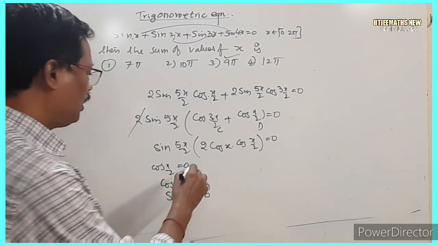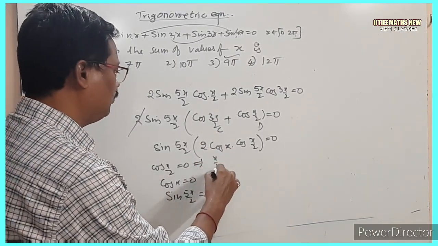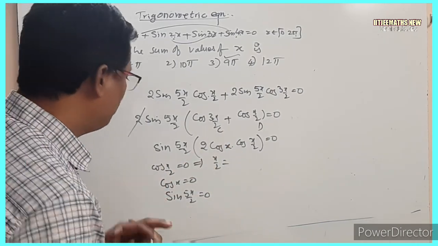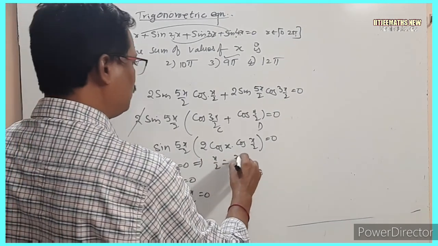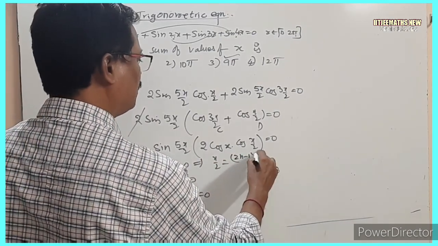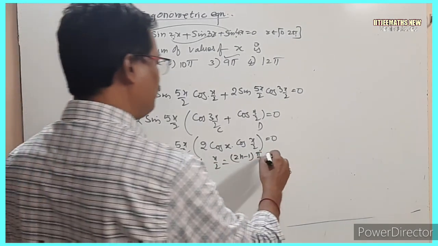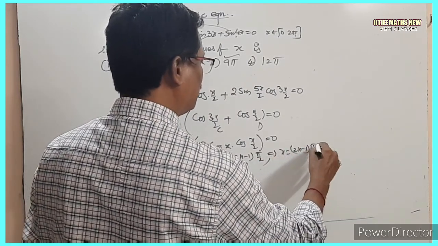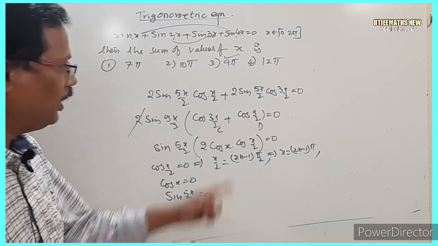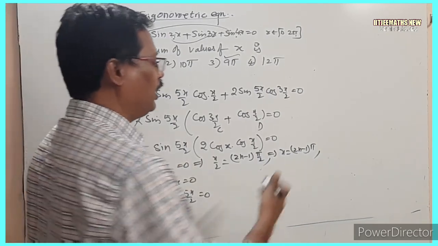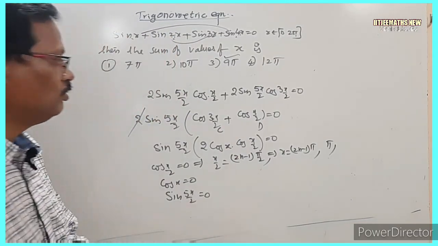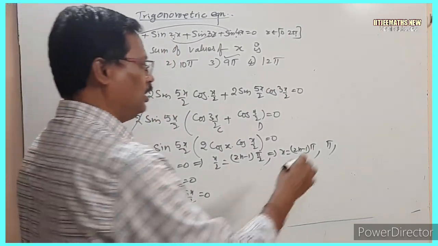Okay, now what about this one? See that x by 2 may be what? x by 2 may be (2n minus 1) into pi by 2. This implies that x will be (2n minus 1) into pi. Okay, now put n is equal to 1, that is pi. Put n is equal to 2, that is 3 pi.